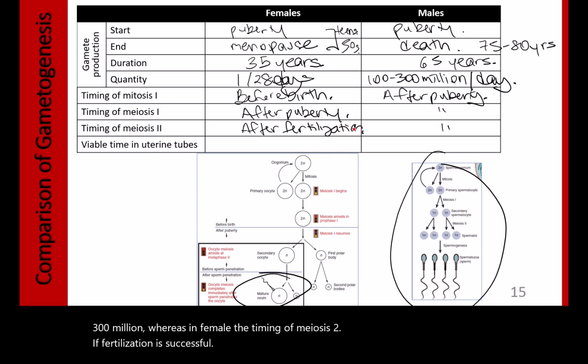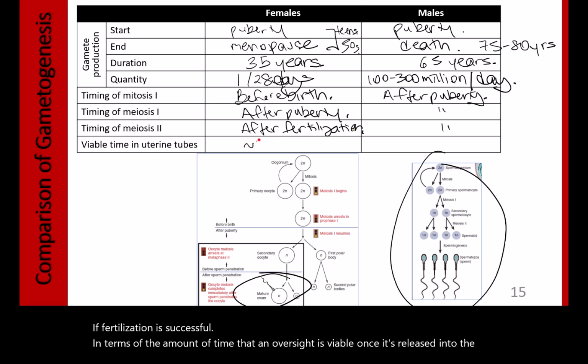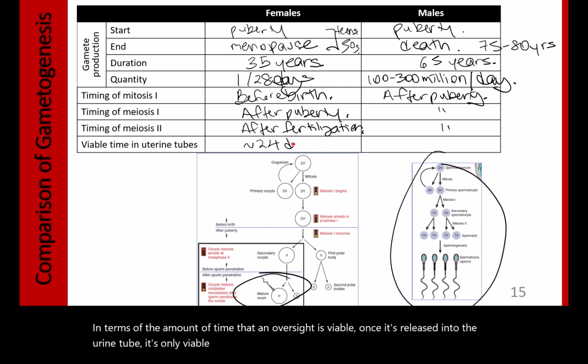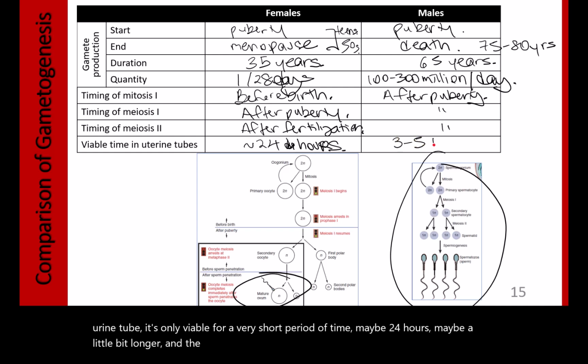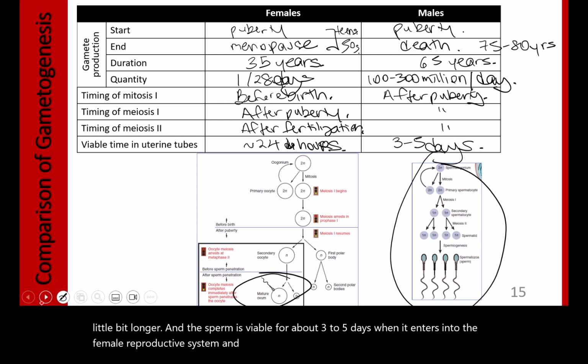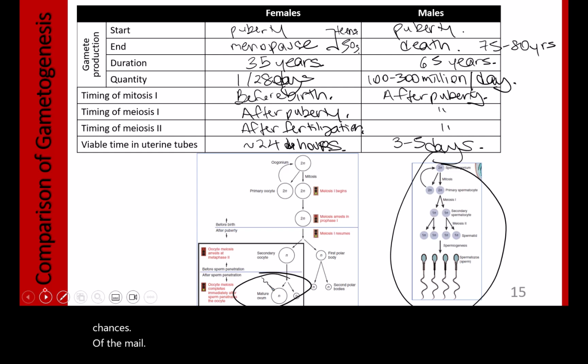In terms of the amount of time that an oocyte is viable once it's released into the uterine tubes, it's only viable for a very short period of time, maybe 24 hours, maybe a little bit longer. And the sperm is viable for about 3 to 5 days when it enters the female reproductive system. And so you've got a system that increases the chances of the male gamete actually being successful in fertilizing the oocyte.